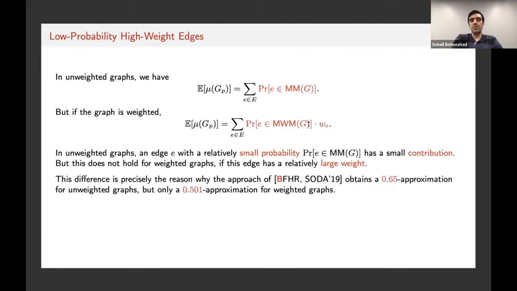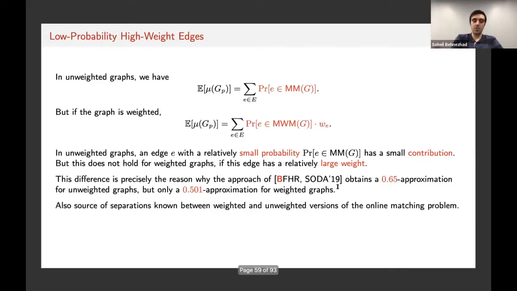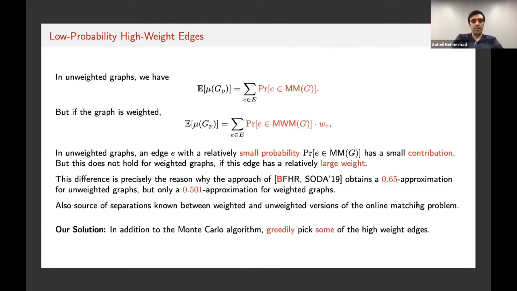And this is precisely the reason that we were able to obtain an up to 0.65 approximation for unweighted graphs in our solo paper, but could only achieve a half approximation for weighted graphs. It's also one of the key reasons for separations in other settings, for example, the online setting between weighted and unweighted matchings. And roughly speaking, the way that we handle this challenge in the stochastic setting is through a greedy algorithm. We use this greedy algorithm and augment the Monte Carlo algorithm, which picks some of these high weight edges, a constant number of these high weight edges incident to each vertex.